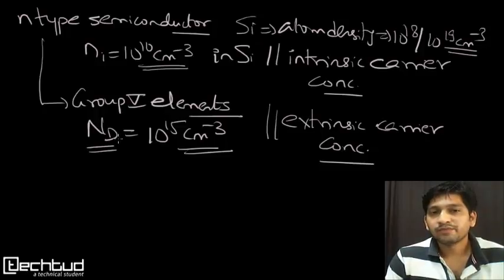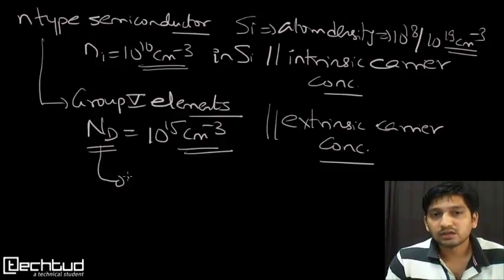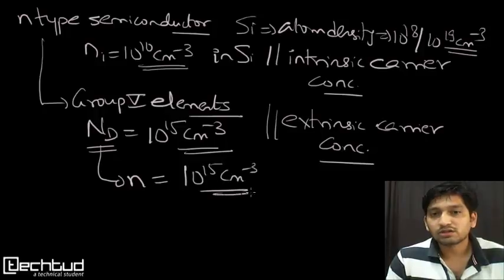But you can see, since you have doped with group 5 elements, now one extra electron is coming into the picture. And so we can see the extrinsic semiconductor will have an electron concentration of 10 to the power of 15 per centimeter cube, which is much greater than this Ni, that is the intrinsic semiconductor.